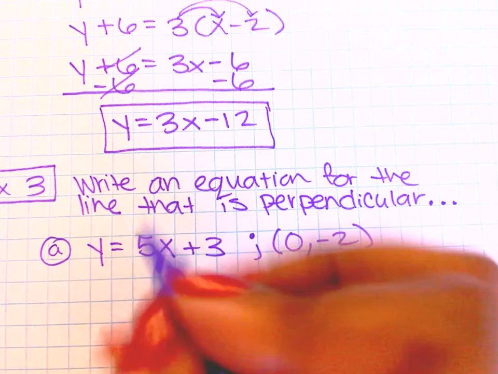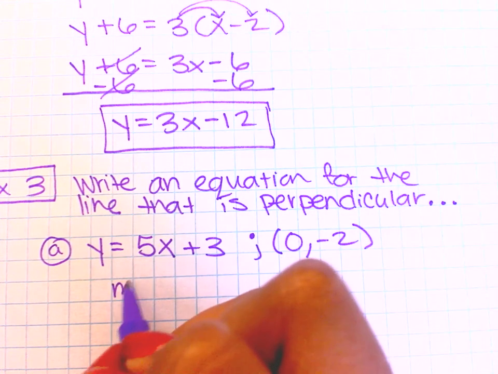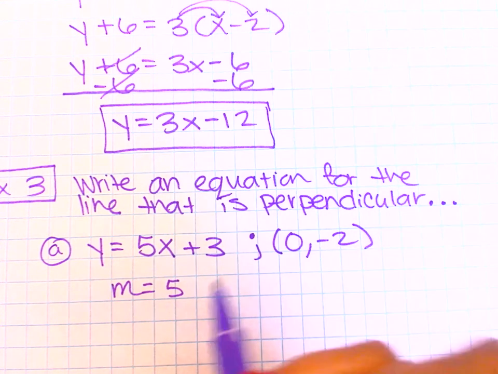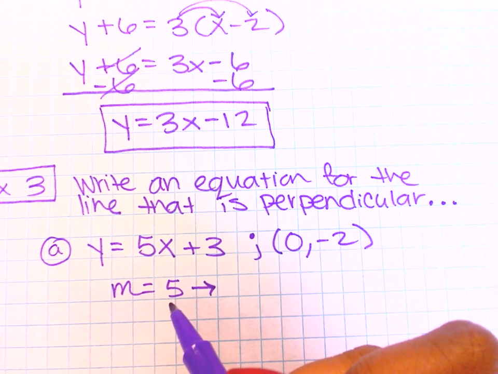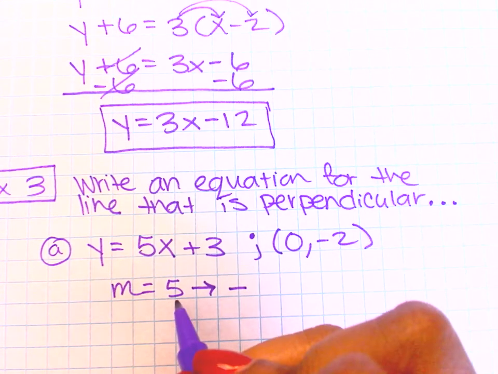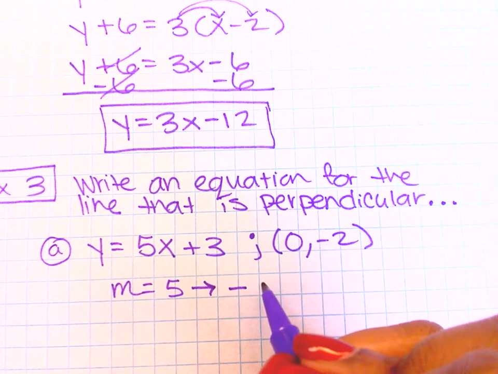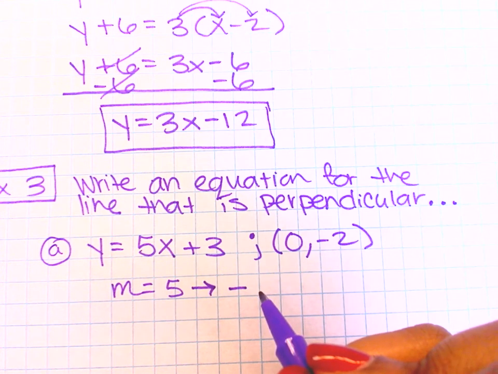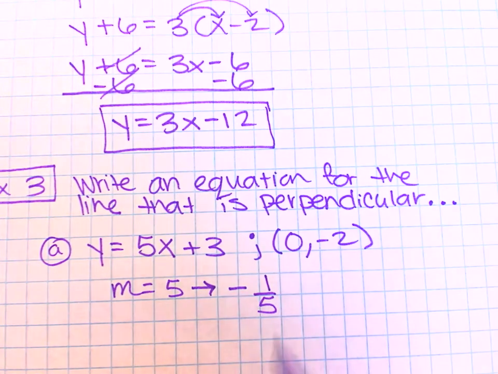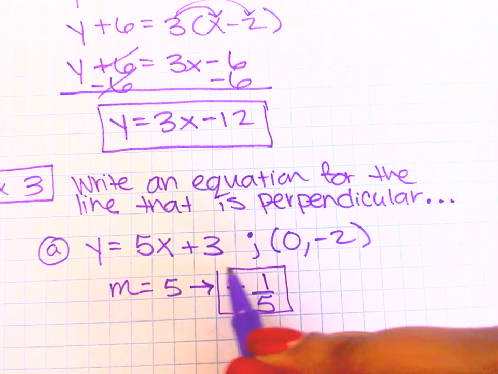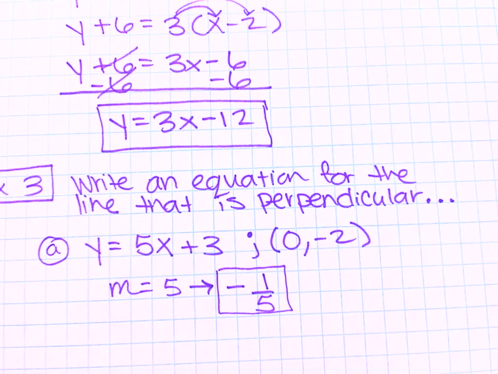So, if my slope is 5, for a perpendicular line, what's its opposite? What's the opposite of positive? Negative. What's the reciprocal of 5? Flip it. 5 over 1 flipped is 1 over 5. So this is my slope, because I want the slope for a perpendicular line. Then it's the exact same steps. The slope just flipped.